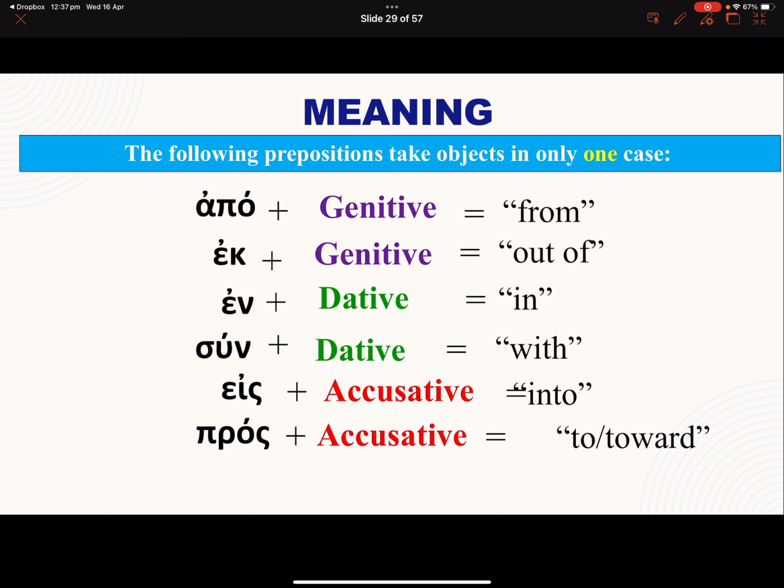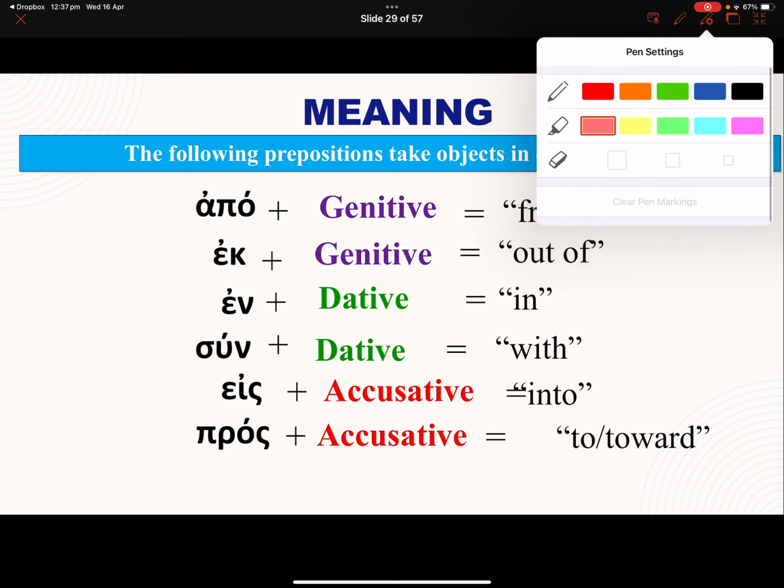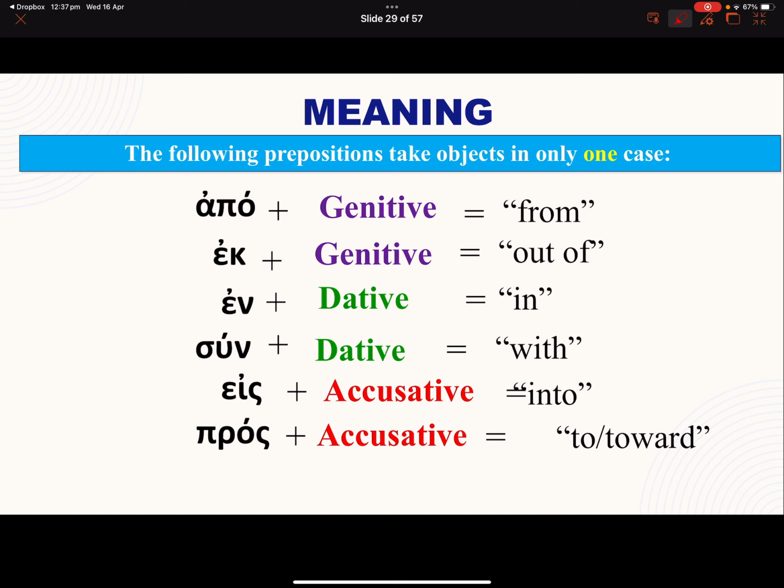Okay, so let's go through some of the prepositions that you're going to learn. Well, actually, you already learnt these in your vocabulary list, but we're going to spend some more time on them this week. There are a number of prepositions that are always followed by the same case. So when I see the word apo, it will always be followed by a genitive. When I see the word ek, it will always be followed by a genitive.